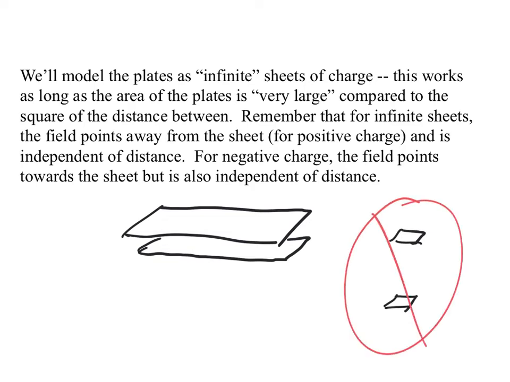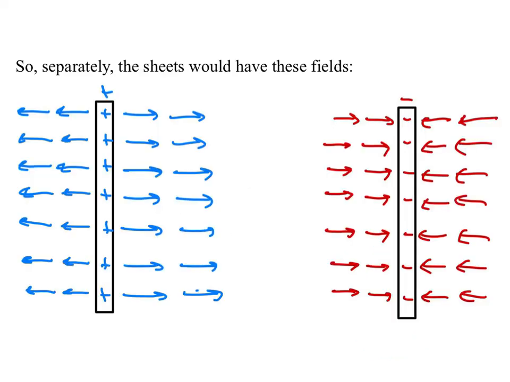Remember that for infinite sheets of charge, the field points away from the sheet, at least for the positive part, and is independent of the distance. For negative sheets of charge, the field points towards the sheet, but is also independent of distance and depends only on the surface density. So separately, these would be the fields due to these two plates. Now remember, this is if they were isolated, not in the system we have where they're together. If I had just the positive sheet, it would look something like this. If I had just the negative sheet, it would look something like this.